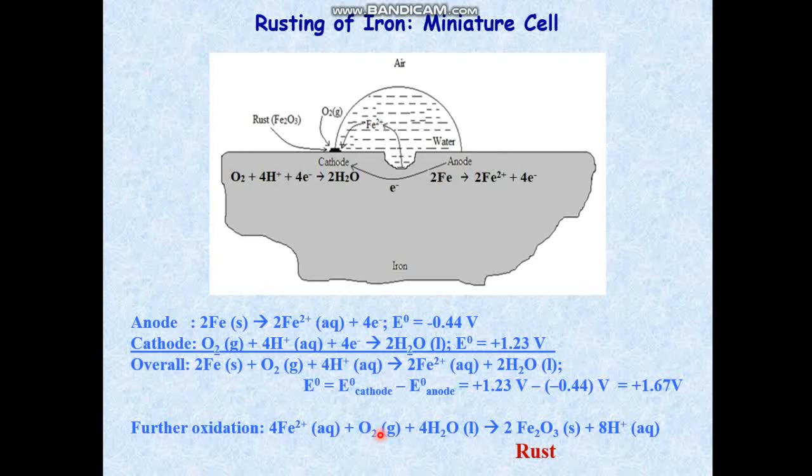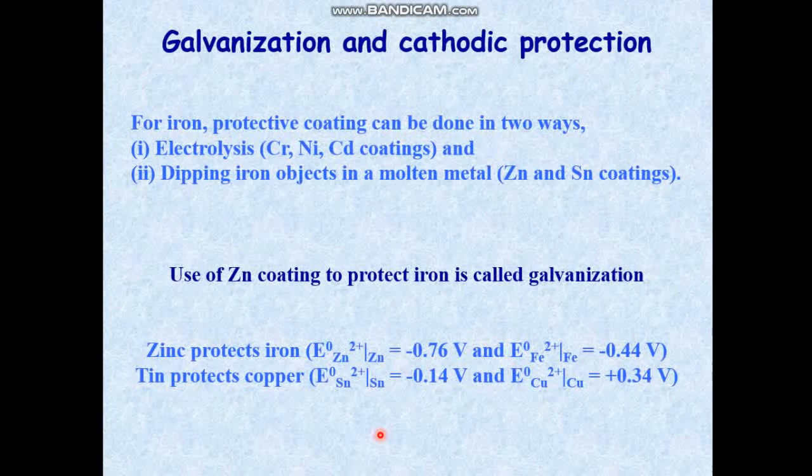Now, in order to protect this iron from getting rusted, we have to galvanize it. Galvanizing means coating with metals which are in the above position in the electrochemical series. So for iron, zinc is a good choice. For iron it is minus 0.44, while zinc is minus 0.76 volt. So zinc can protect iron. On the other hand, copper can be protected by tin, because copper is below tin. Copper is plus 0.34, on the other hand tin is minus 0.14.